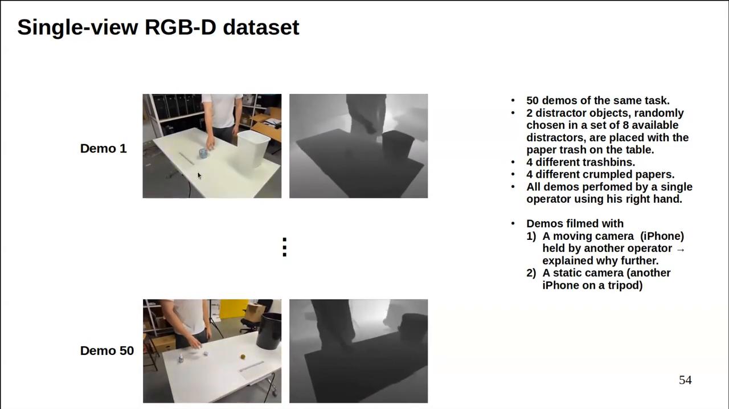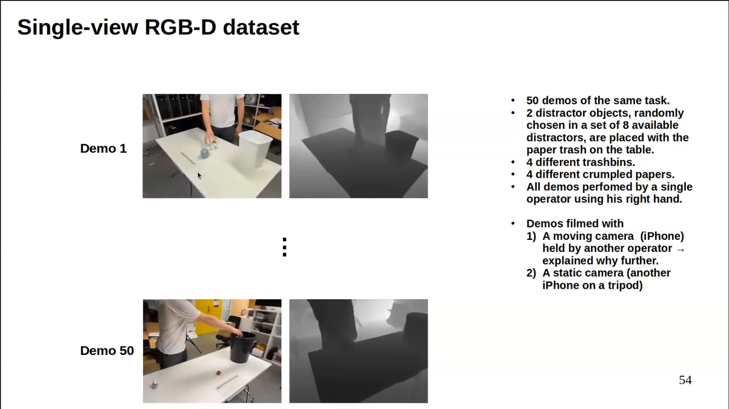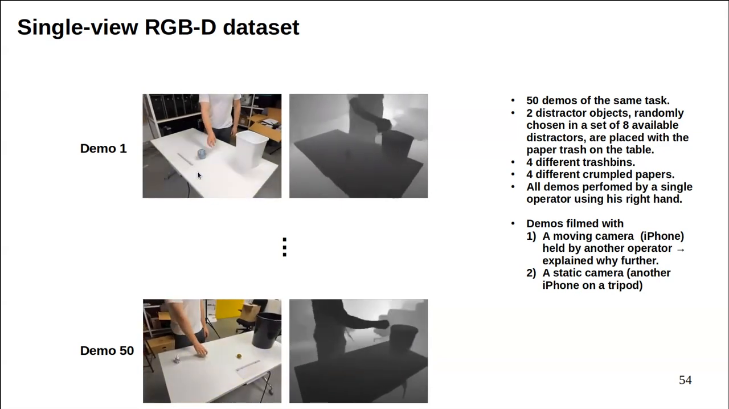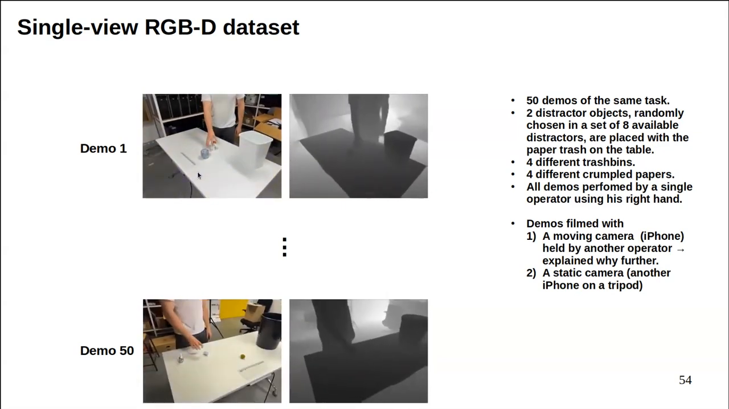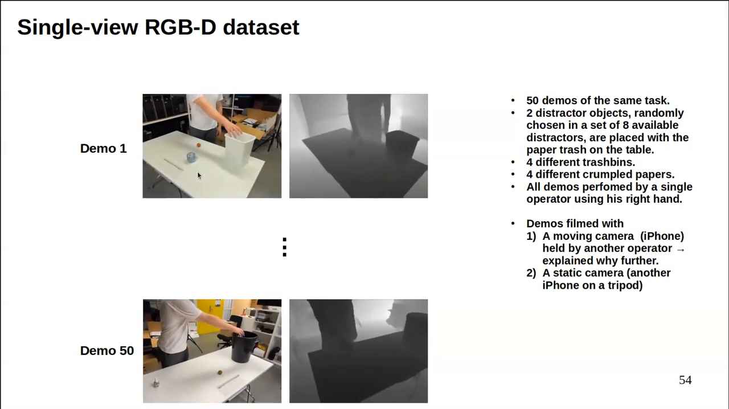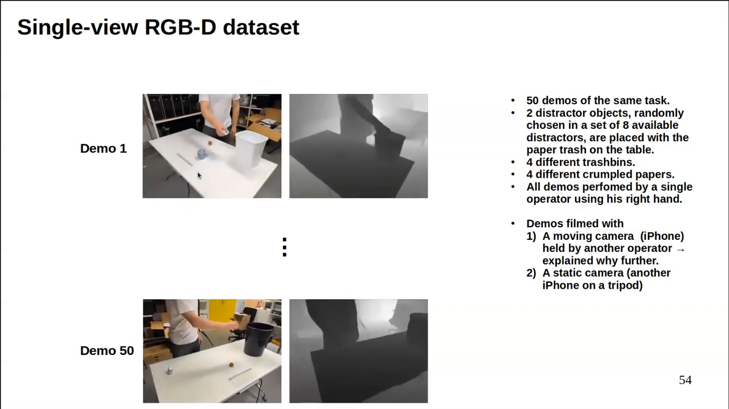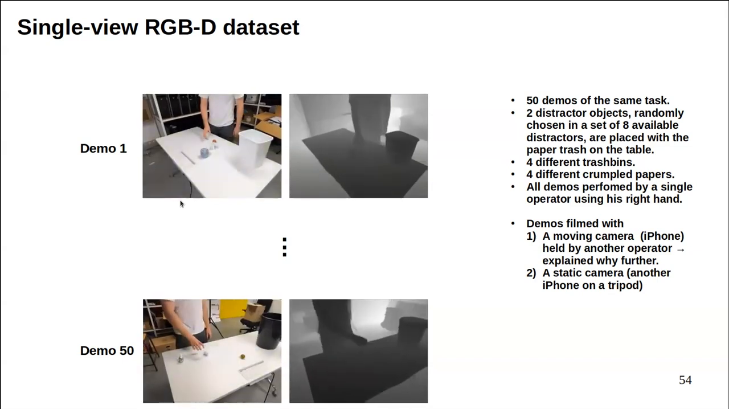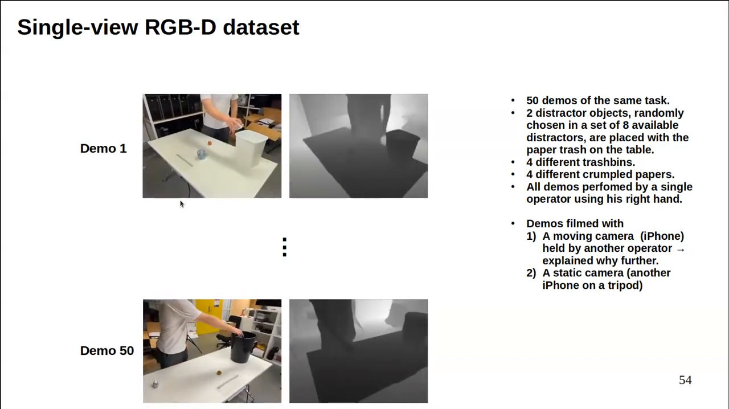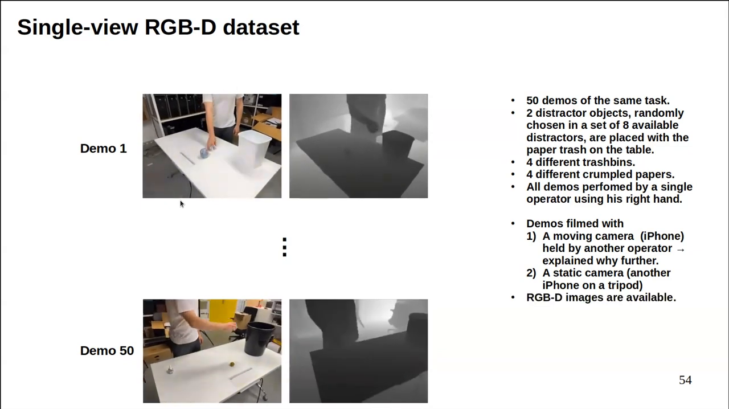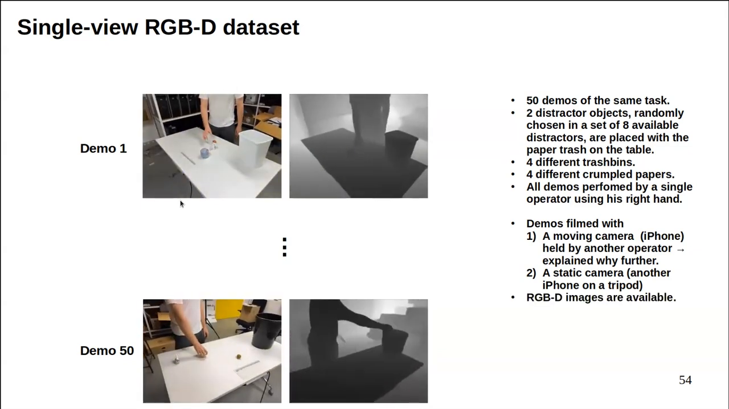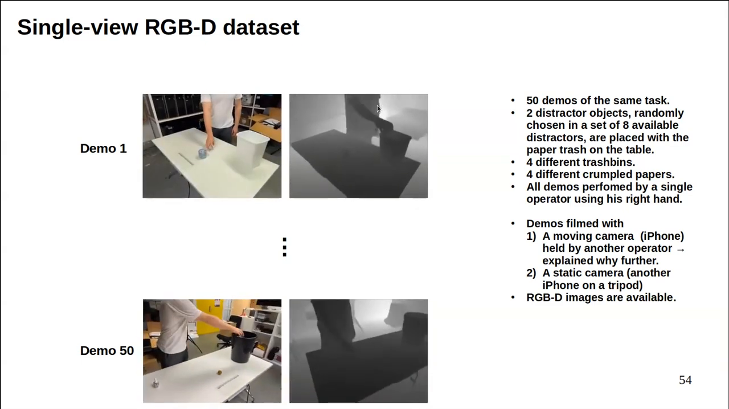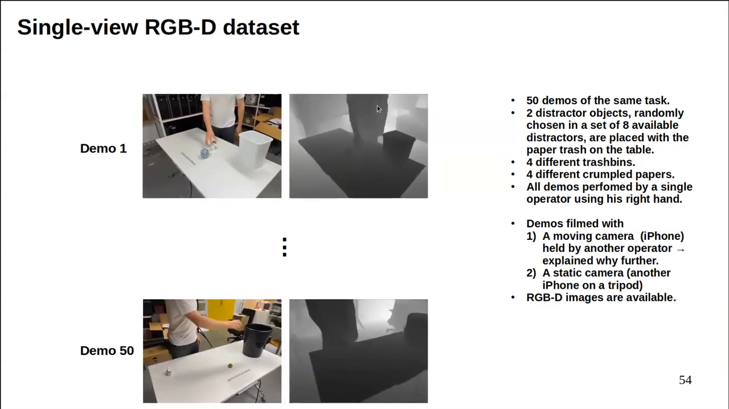So the demos were filmed with a moving camera. We will explain why later. The demonstration was simultaneously recorded using another camera, which was static. It was fixed on a tripod, but mostly for comparison purposes with the moving camera. We'll explain this later on. And we have access to RGB images plus depth maps for each of these demonstrations.